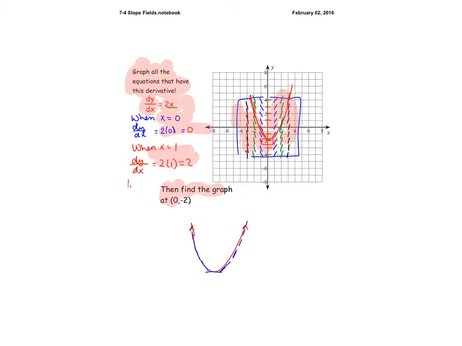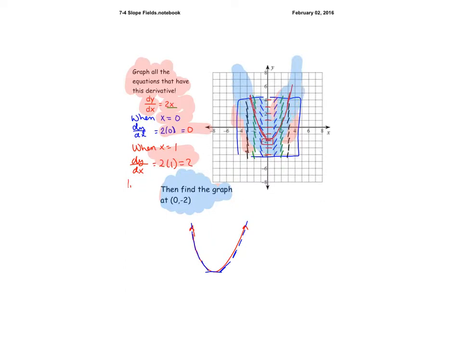Let me change the color. If you go to the right from (0, 2), you can see that your line would follow this trend or flow, and to the left it would follow this flow right here. So pretty much you have a parabola. So whenever you have an initial point, you put that point that's clearly part of your graph, and just go to the right and to the left and see what happens. Where does the slope field take you? So this is a parabola right there.